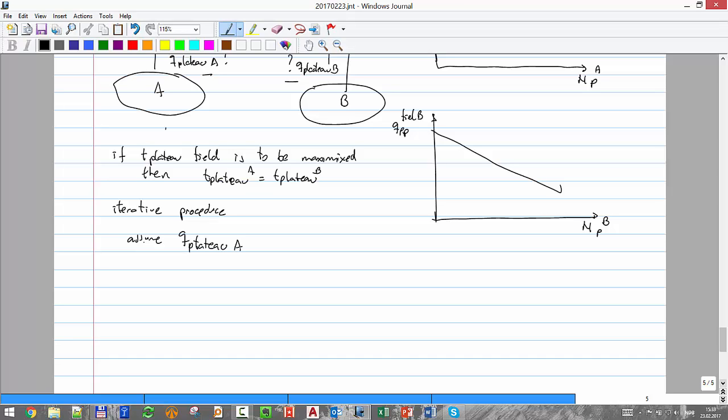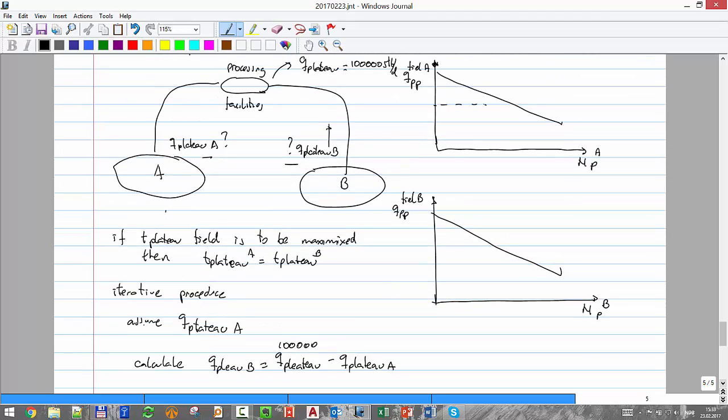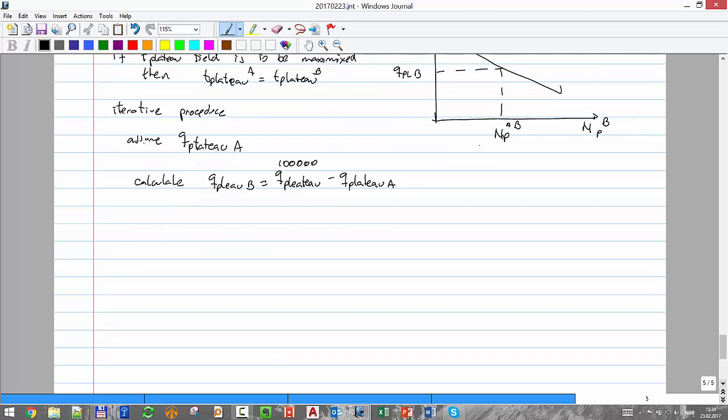of A. Now I can calculate Q plateau from B. That will be just this 100,000 minus Q plateau A, right? And then I can go to each corresponding plot. Let's call it just QP, QPA and QPB, and I can get the NP star B and the NP star A, right? And with those numbers, we already know how to calculate the duration of the plateau. So I go to the potential plot, the production potential curve.